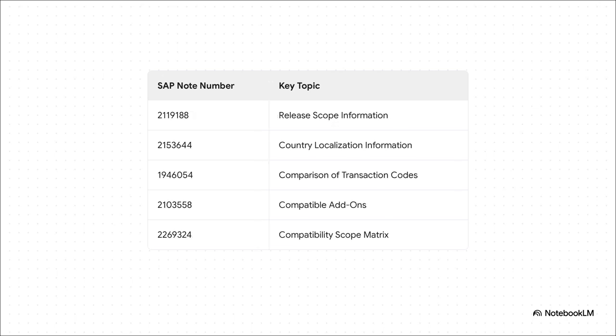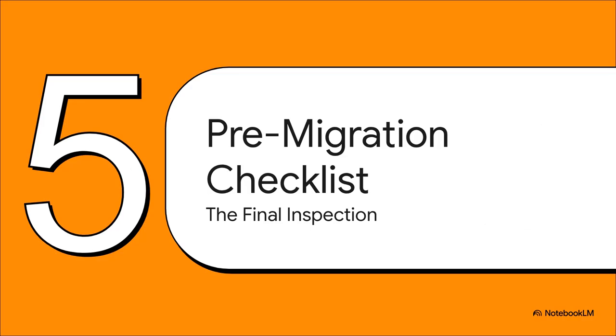Now, this next set of notes is all about being ready for operations. This is where you find the answers to those make-or-break questions. Stuff like, are our current add-ons even compatible? Or do the transaction codes our users live and breathe by still exist? And, of course, what country-specific localizations do we need to deal with? This is the homework you do to make sure the new system is actually going to work for your business from day one. And that brings us to our final section, your final pre-migration checklist. Think of this as the final site inspection right before you break ground.